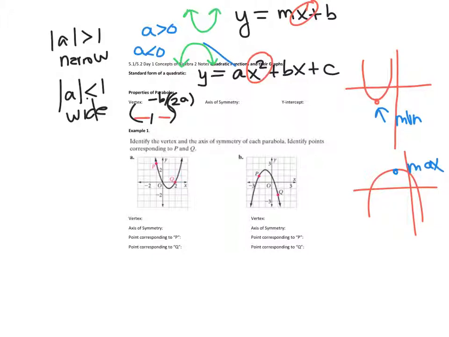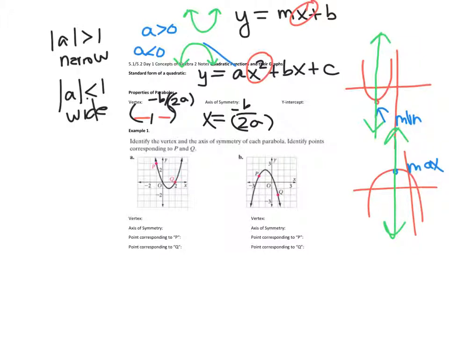The axis of symmetry is a vertical line that goes through the vertex, that is the line of symmetry. Since it's a vertical line, it's always going to be x equals, and it's going to be the x coordinate of your vertex, so it's negative b over 2a.